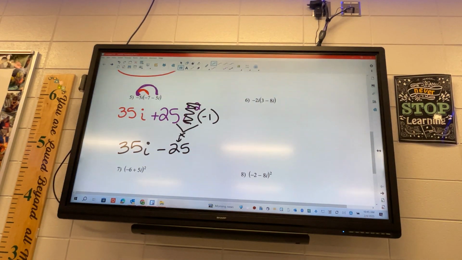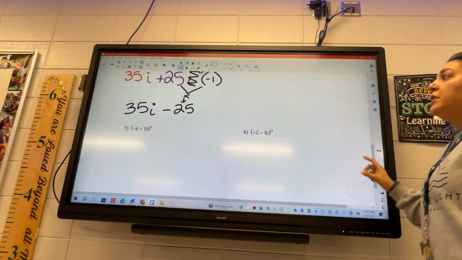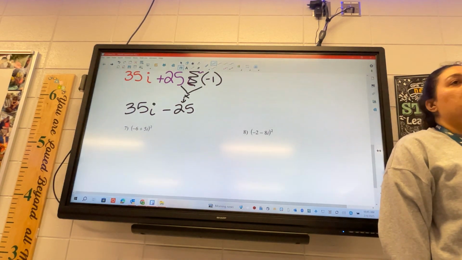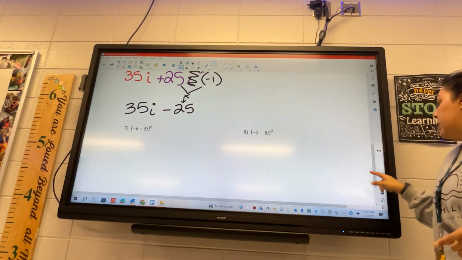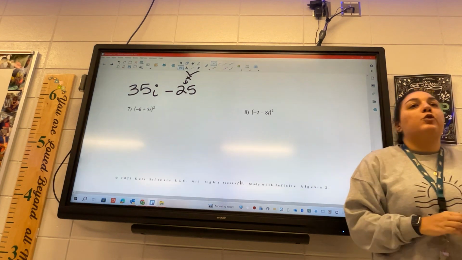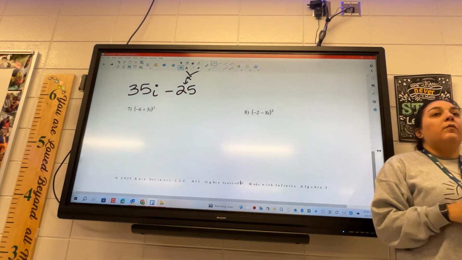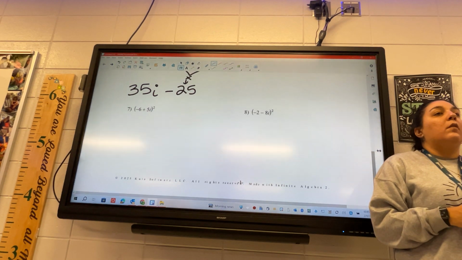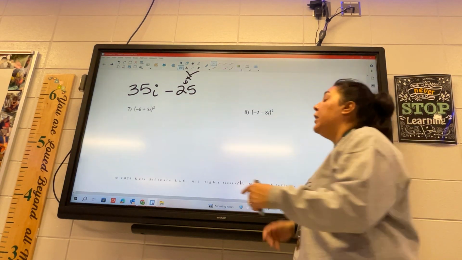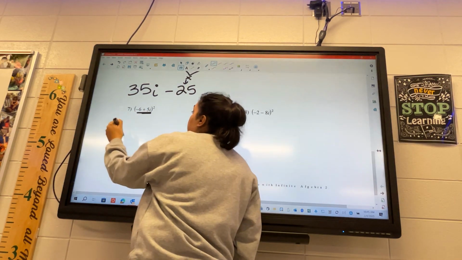Okay, 7. What does the little 2 on the outside do? It's not necessarily 5 times 5. What does squared mean? Not that kind of squared, but yes. If we think about it, what's 2 squared? It's really times itself. Okay, so we're going to write this part, just the inside of the parentheses, out 2 times.